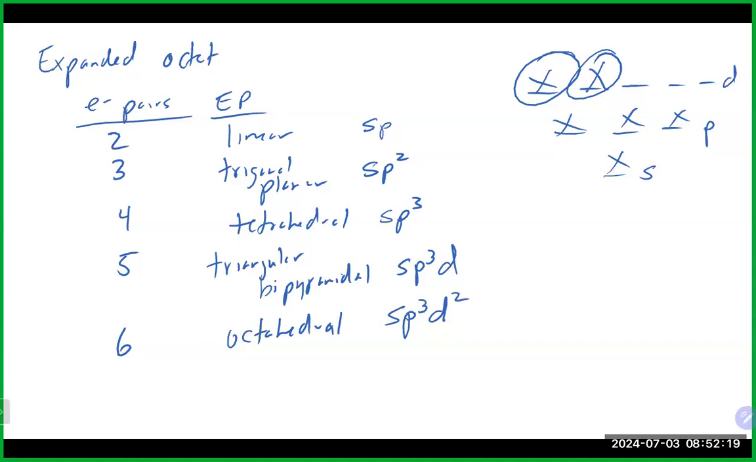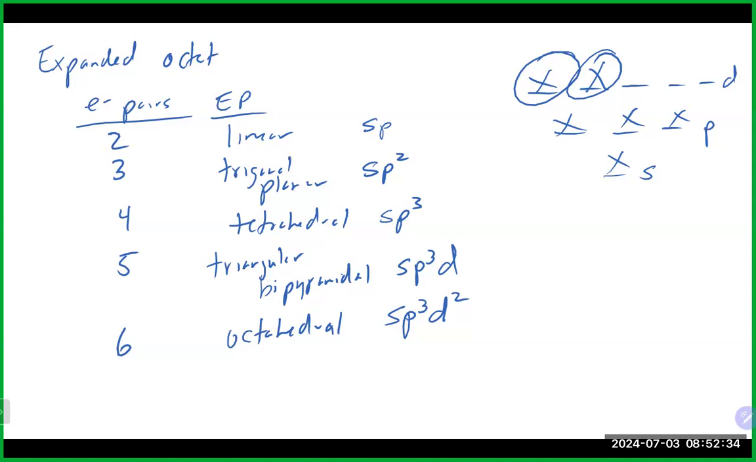sp3d2. Now, sometimes books will do the d first. They'll do like d2sp3. I don't know why, but sp3d2 takes us to 6. So this is how hybridization relates to electron pair geometry.